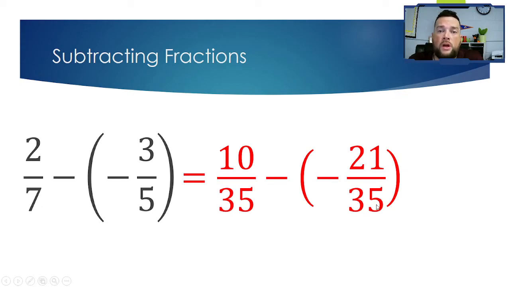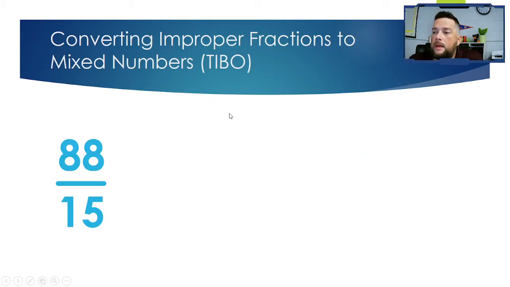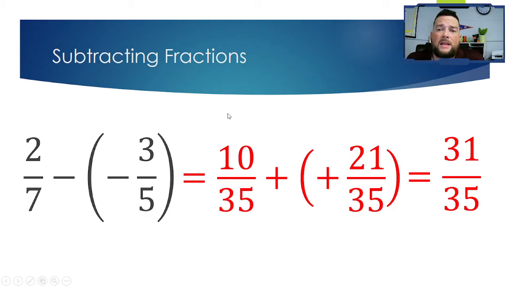All right, now we're going to address the keep change opposite situation, where we're going to keep the first fraction the same. We're going to change to addition and make sure our next number becomes its opposite. So just again, it was 10 minus negative 21, so we're going to go 10 plus positive 21, keep change opposite. Then all we have to do is just add up the numerators and keep the same denominator, just like that. So we have 31 over 35 is our final answer. All right. So that's how you add and subtract fractions.